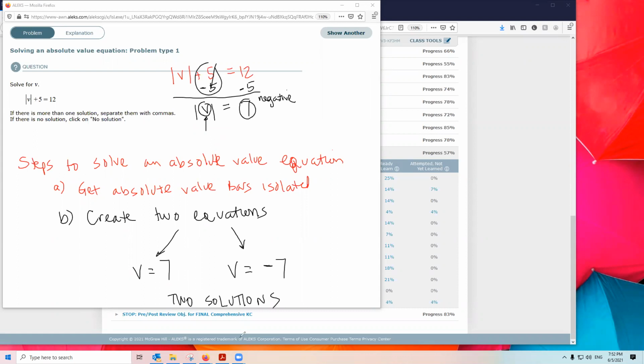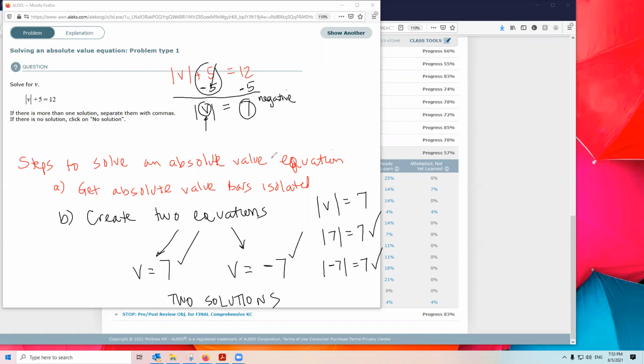And if you think about it, it makes sense, because if I have the absolute value of V equals 7, there's really two answers for V that would work. If V was equal to 7, I'd be taking the absolute value of 7, and that does equal 7. So that works. But what if V was -7? Well, if I take the absolute value of -7, I still get +7. So V equals -7 is a solution also.